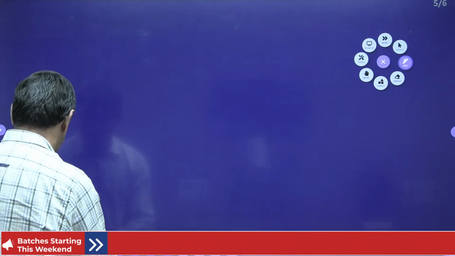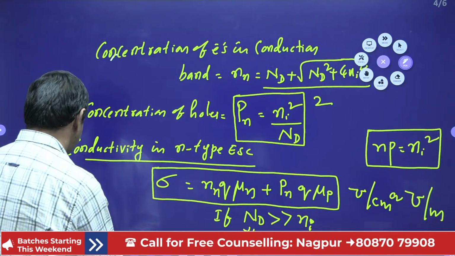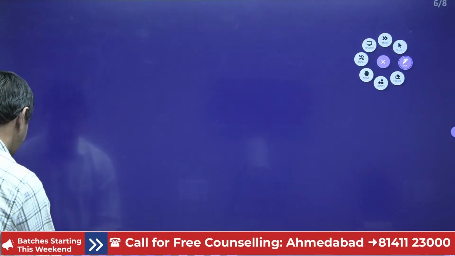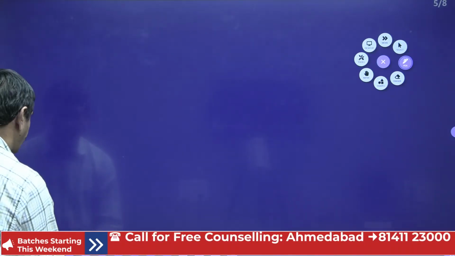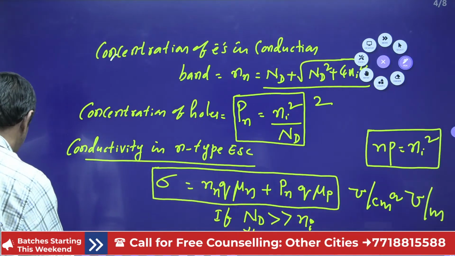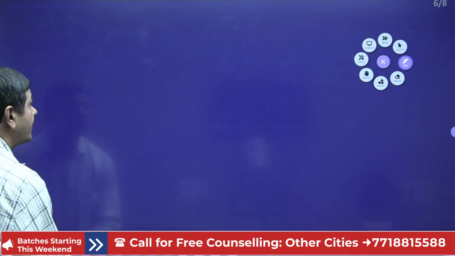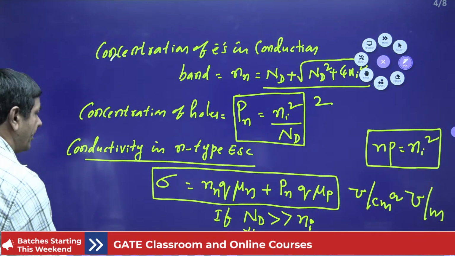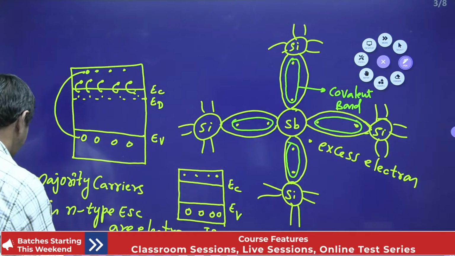Finally? Sorry. Just a minute. Then Nn is approximately equal to Nd. Then we got, what we got? Okay, one minute. Okay, I'll put it directly now. Okay.